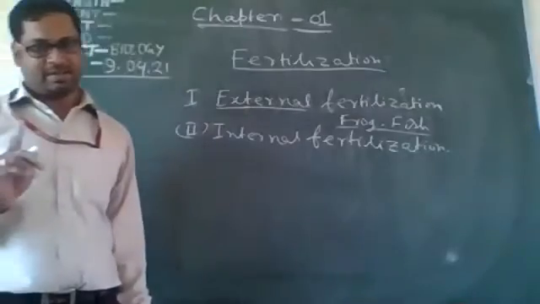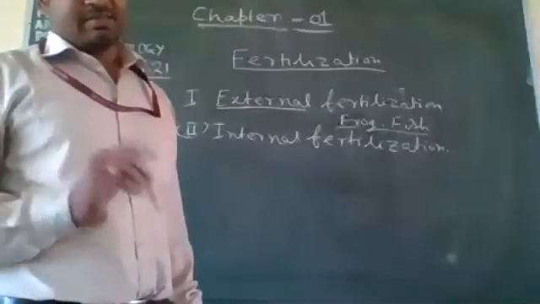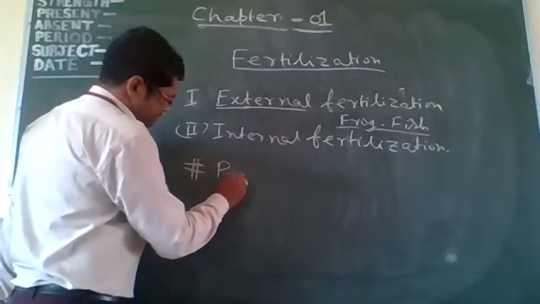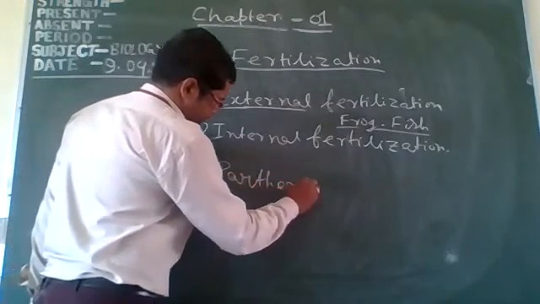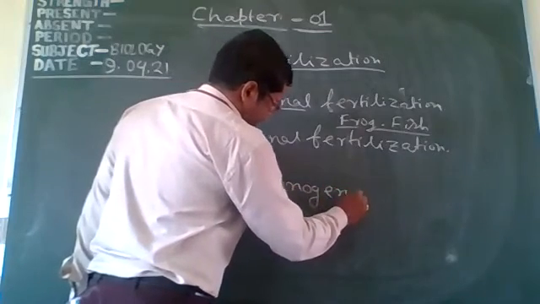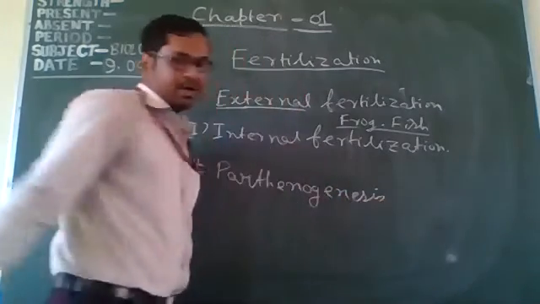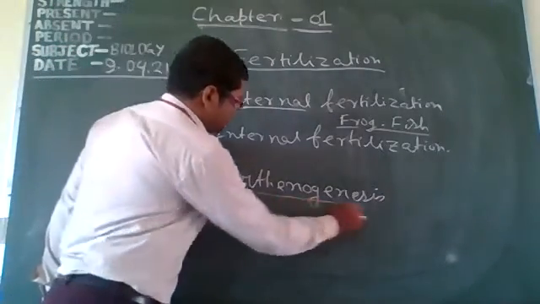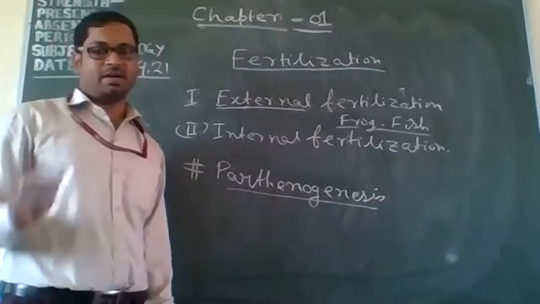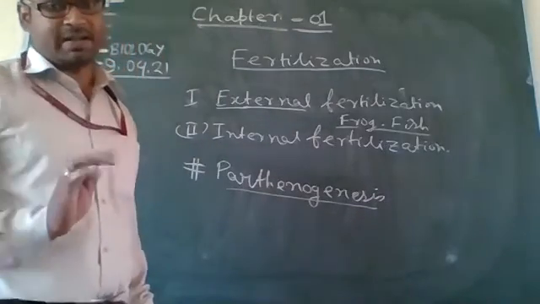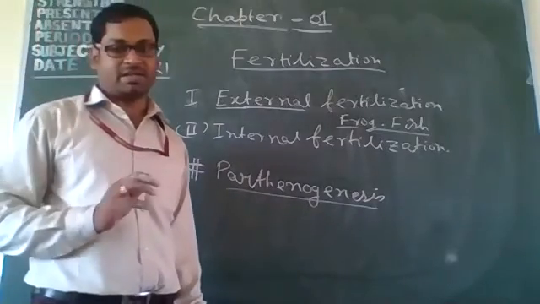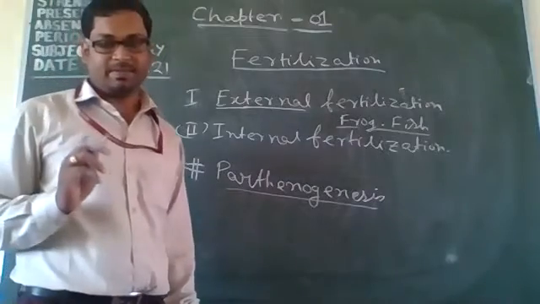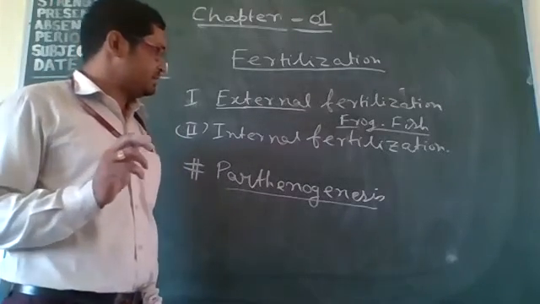But here is an exceptional case, the term is parthenogenesis. What do you mean by parthenogenesis? When a new organism is developed without fertilization, that means without formation of a zygote, it is called parthenogenesis. Examples: honeybee, rotifer.